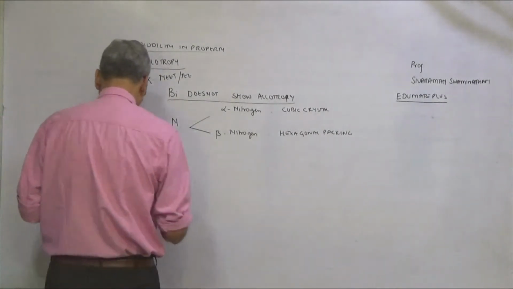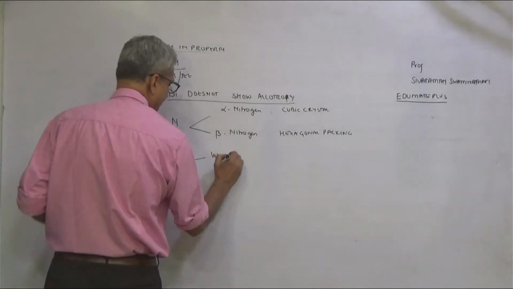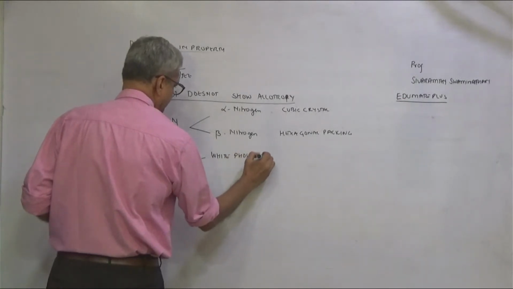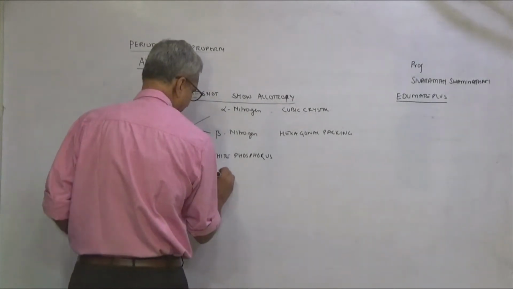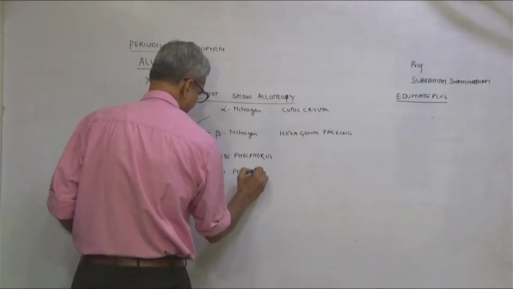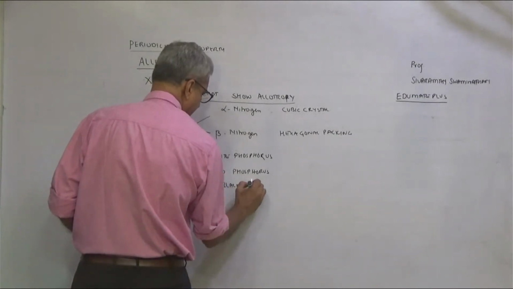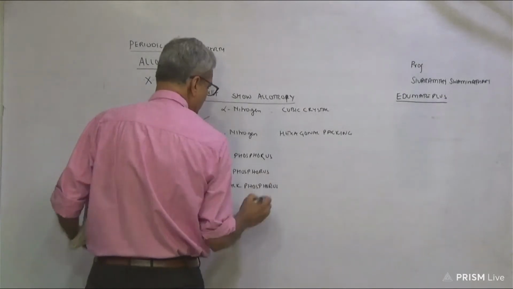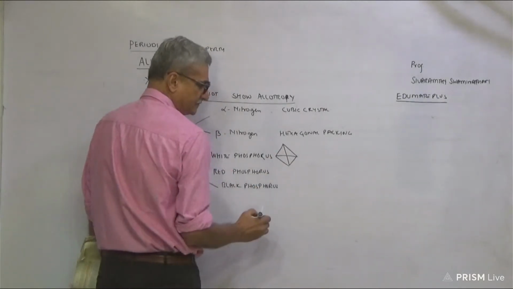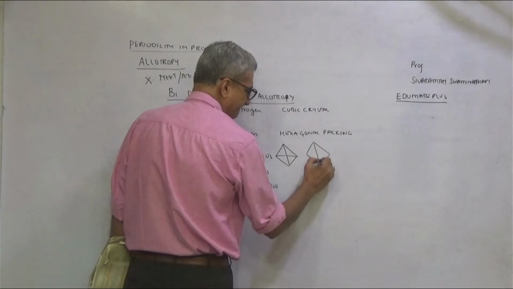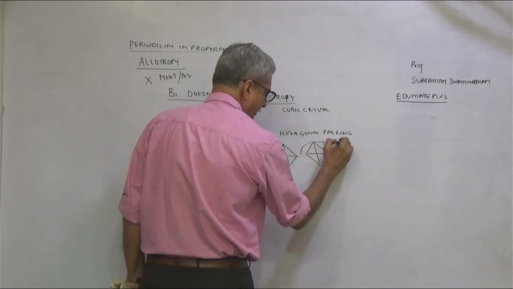Then when we come to phosphorus, what are the allotropic forms we have? We have white or yellow phosphorus. Then we have red phosphorus. And then we have black phosphorus. So what is the fundamental difference? All phosphorus molecules exist as P4. Between two P4 molecules, in case of white phosphorus, there is van der Waals force.